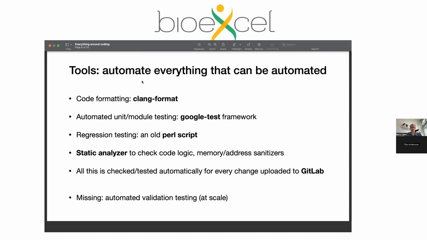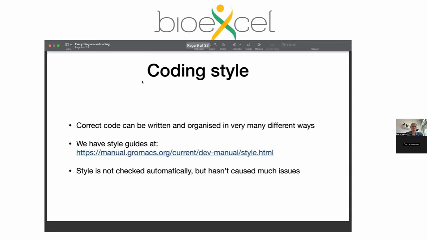So this is great. What we're still missing is automated validation testing at scale. Partially we need to write some scripts that do this, and we need to have good test cases that we think would actually catch something. So that's something we need to do, which still costs some of our time at release time. Right, so that covers all the testing.